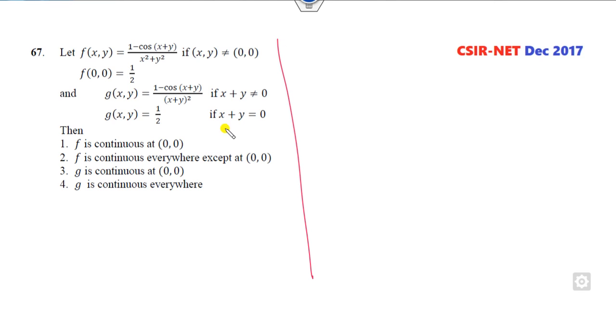Okay, now look at this 67th. Which of the function is continuous? And here, what is the meaning of the continuous? It's a two variable. We simply prove the limit exists. Fine. So firstly, we can talk about the first part. We can simply take the path y equal to mx here.